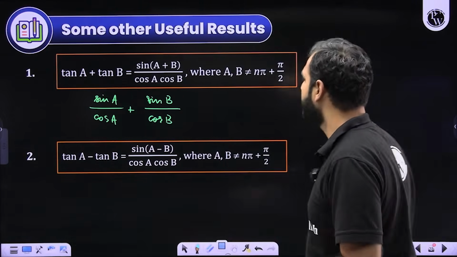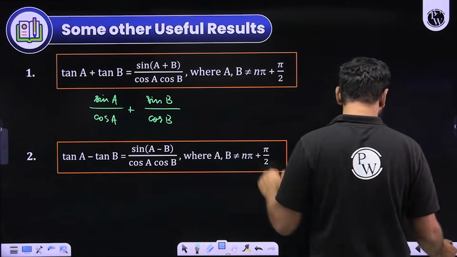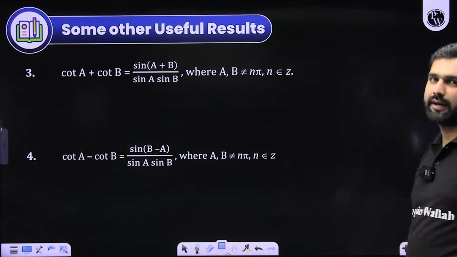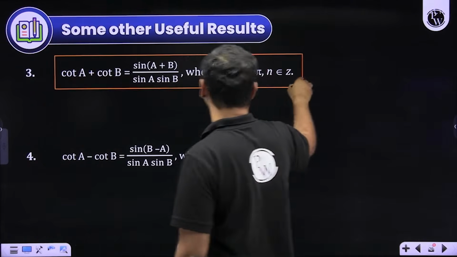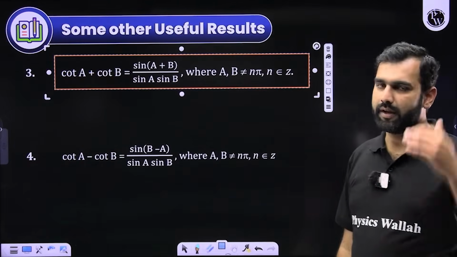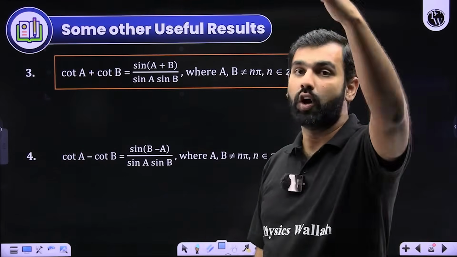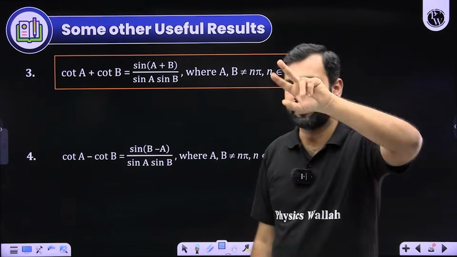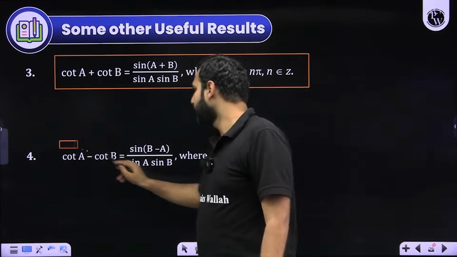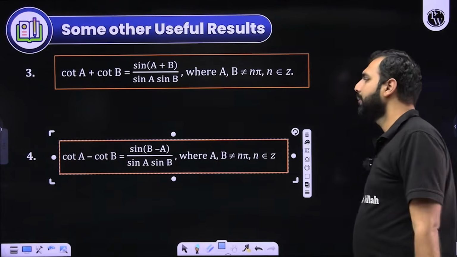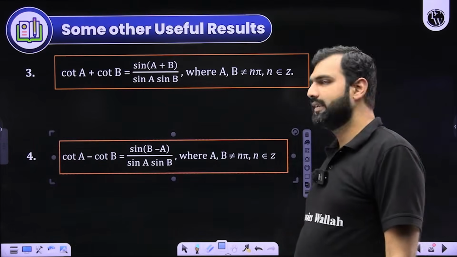So proofs are simple, but you should have these results with you. I hope there is no doubt on that. In the same fashion, do you not think that these results can also be derived? Cot A plus cot B. Cot A I'll write as cos A upon sin A. Cot B I can write as cos B upon sin B. And then through LCM, I can have this result. Similarly, cot A minus cot B can also be written as sin (B minus A) upon sin A sin B.